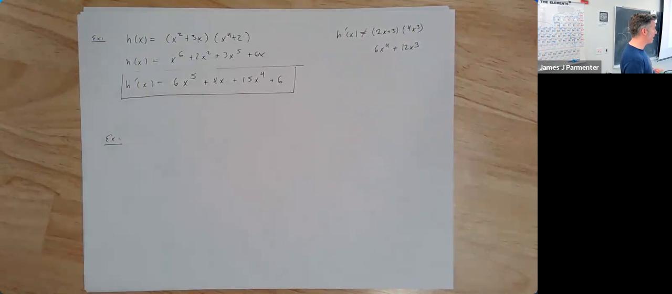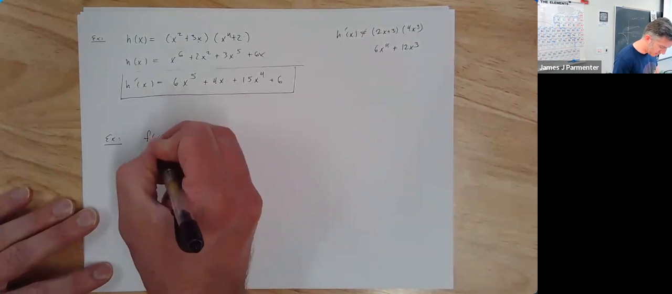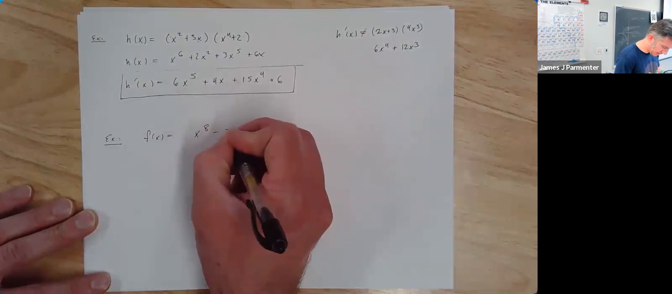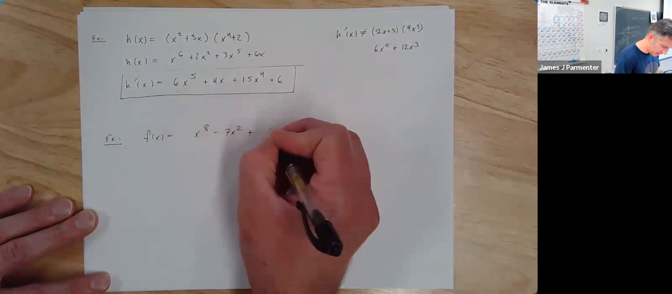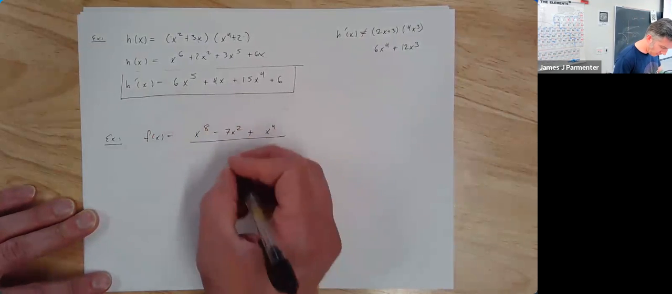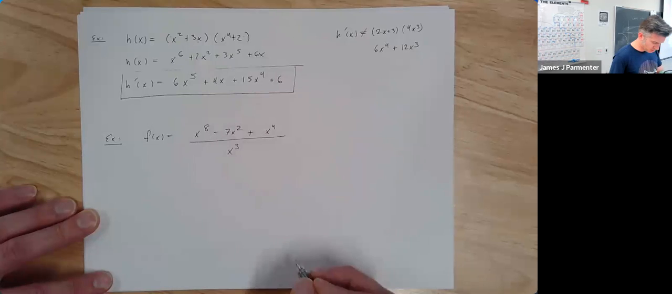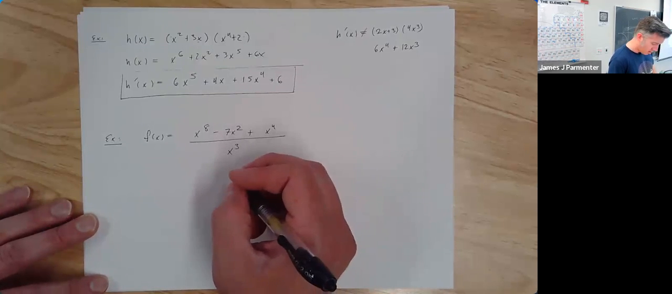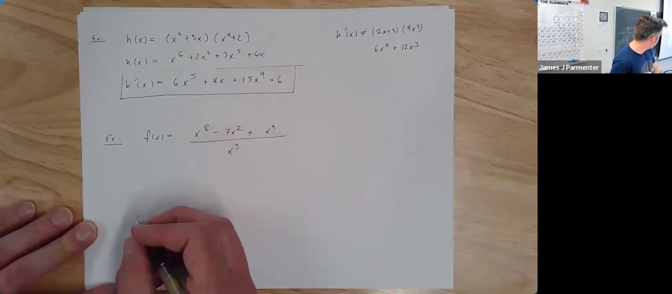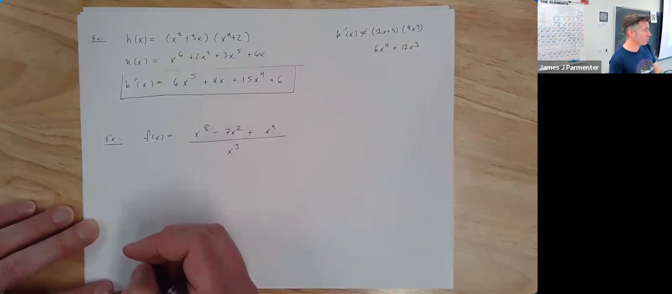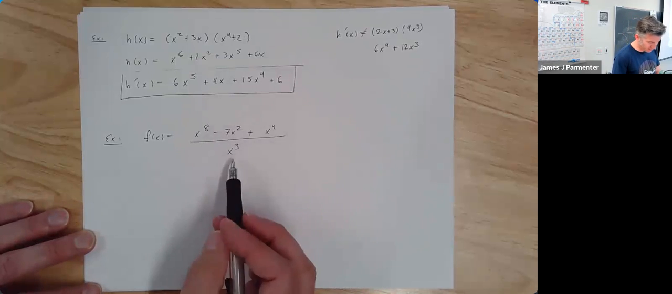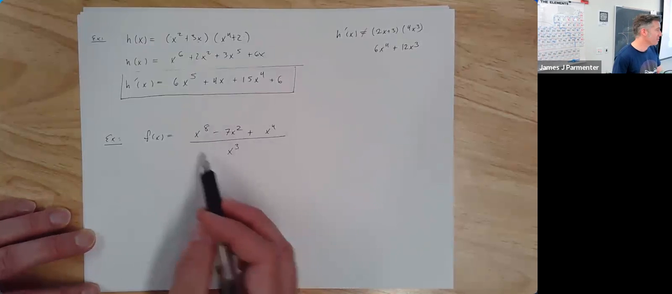Simplifying is the name of the game. If you can simplify it, you probably should. For example, if you have a function like f of x equal to x to the 8th minus 7x squared plus x to the 4th all over x cubed. Sure, x cubed, why not? Well, you could, once you learn it, use the quotient rule here. You shouldn't. If you have a fraction where you have one term in the denominator, we can simplify this.